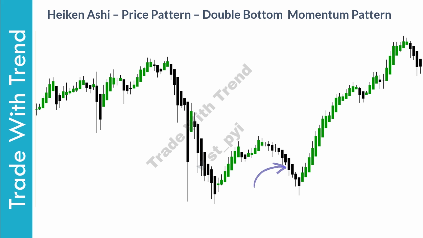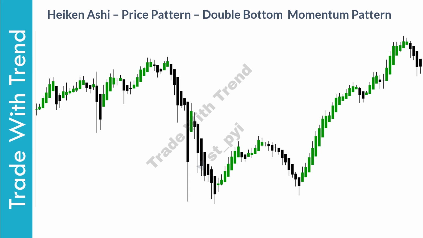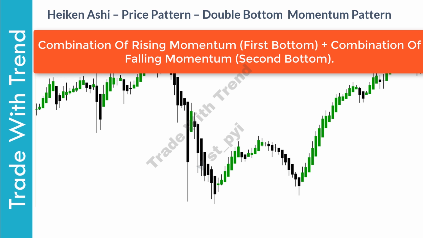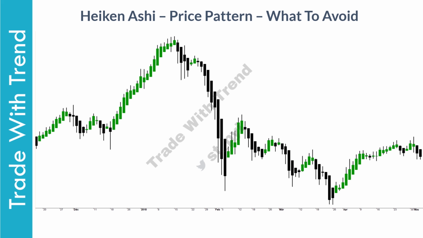What this signifies is that when compared with first price bottom, during the second attempt, price has lost substantial momentum and is much more likely to take support in this region. In this strategy, we are using a combination of rising momentum in first price bottom along with combination of falling momentum in second price bottom to identify high probability trades. When you view this on Icon SE candlestick chart, it is much easier to spot this pattern when compared to a standard candlestick chart. Let me now show you when you should be avoiding this double bottom momentum pattern.